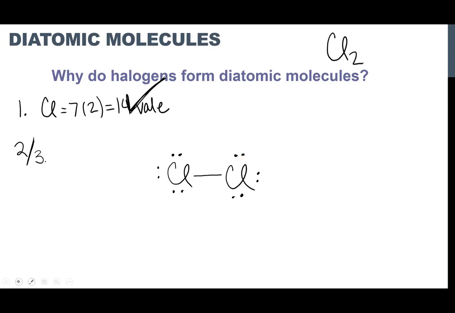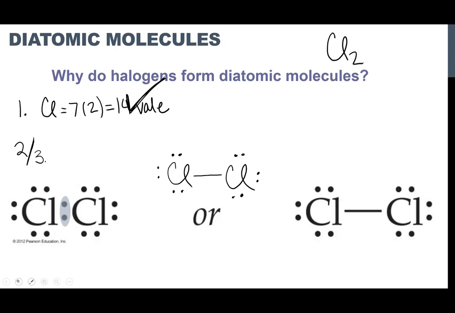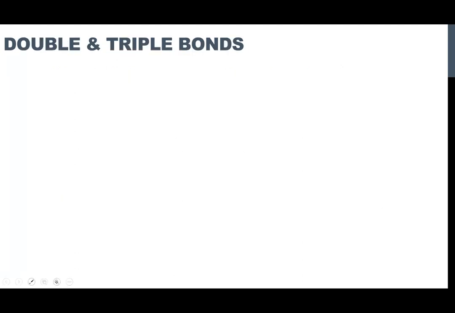I want you guys to try another diatomic molecule, okay? So I want you guys to try the diatomic molecule O2. So we know it's a diatomic. We know it exists as O2. See if you can draw the Lewis structure. So pause the video and go ahead and try.